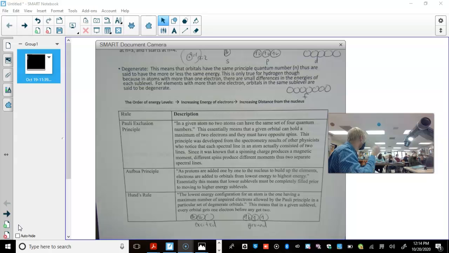Because electrons are negatively charged and they repel, they don't want to be seeing each other. So 2 times per rotation is the minimum amount that they can see each other.